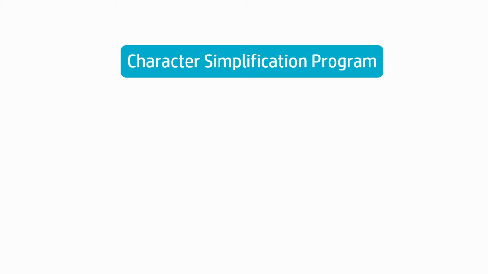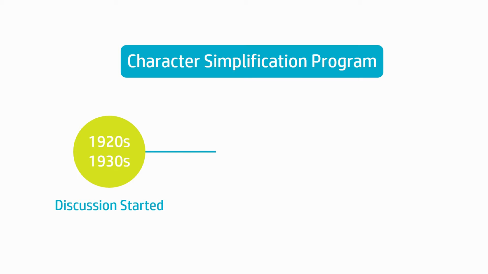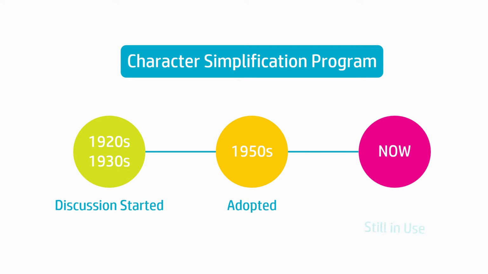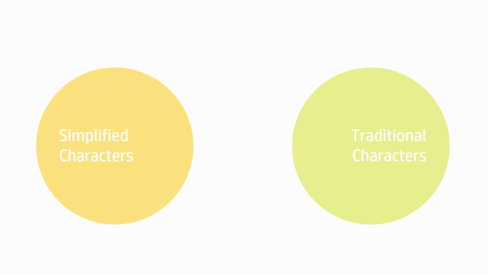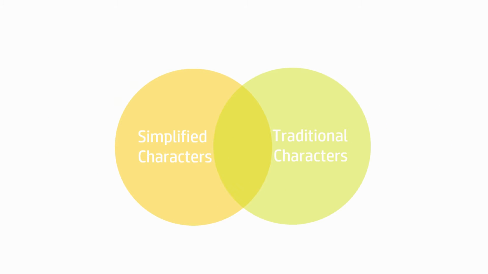The first character simplification discussion and program started in the 1920s and 1930s, but wasn't officially carried out. In the 1950s, mainland China started to adopt simplified characters, and the system has been used ever since. There are some strict rules between simplified and traditional characters, and if we have to describe their relationship, it would be like this. So there are parts that belong to each other.